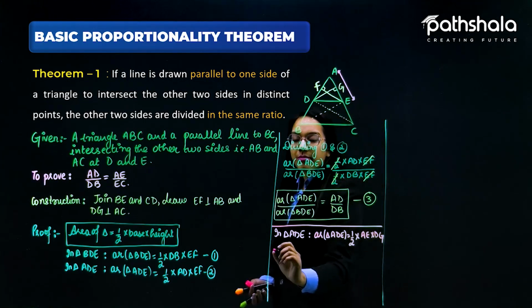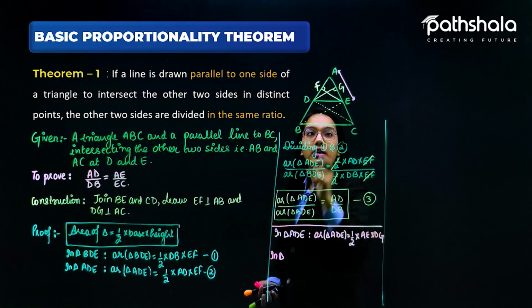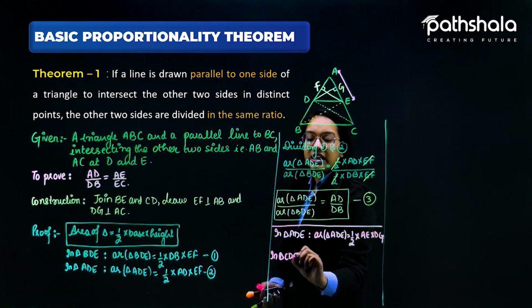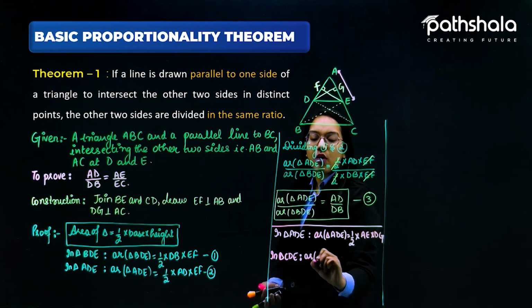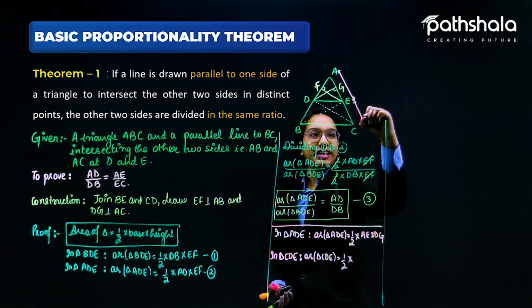Now again, I am taking the triangle CDE. In triangle CDE, the area of the triangle CDE is equal to half into base, and I am taking the base as EC.